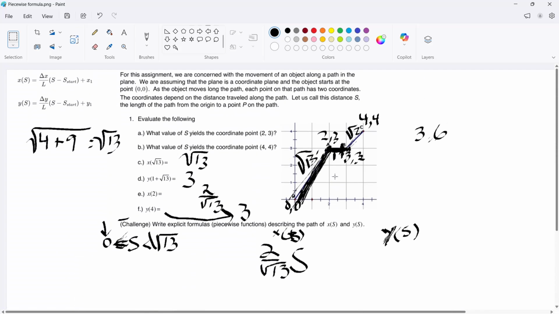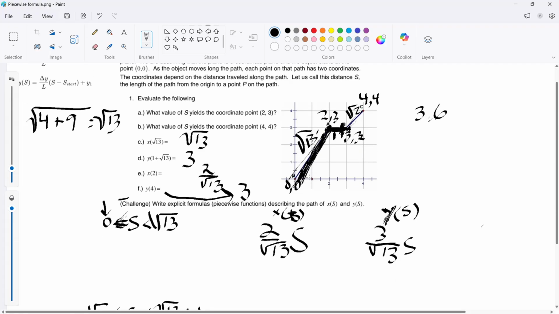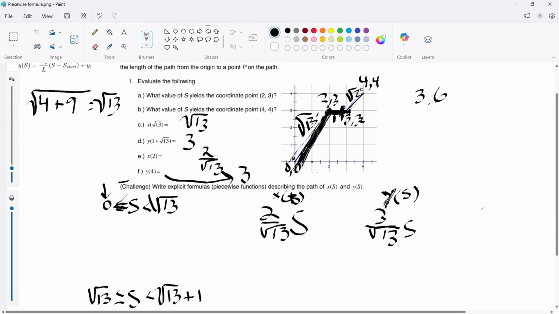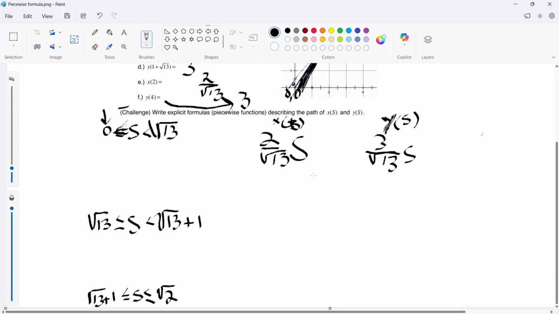Okay, and then for the y, what is it? Well, y changes from 0 to 3, so there's a total change of 3 for y, divided by that square root of 13 times s, and it's really times s minus 0 and then plus 0, because it started at 0 and there's 0 distance before this part. Okay, how about for the next one?